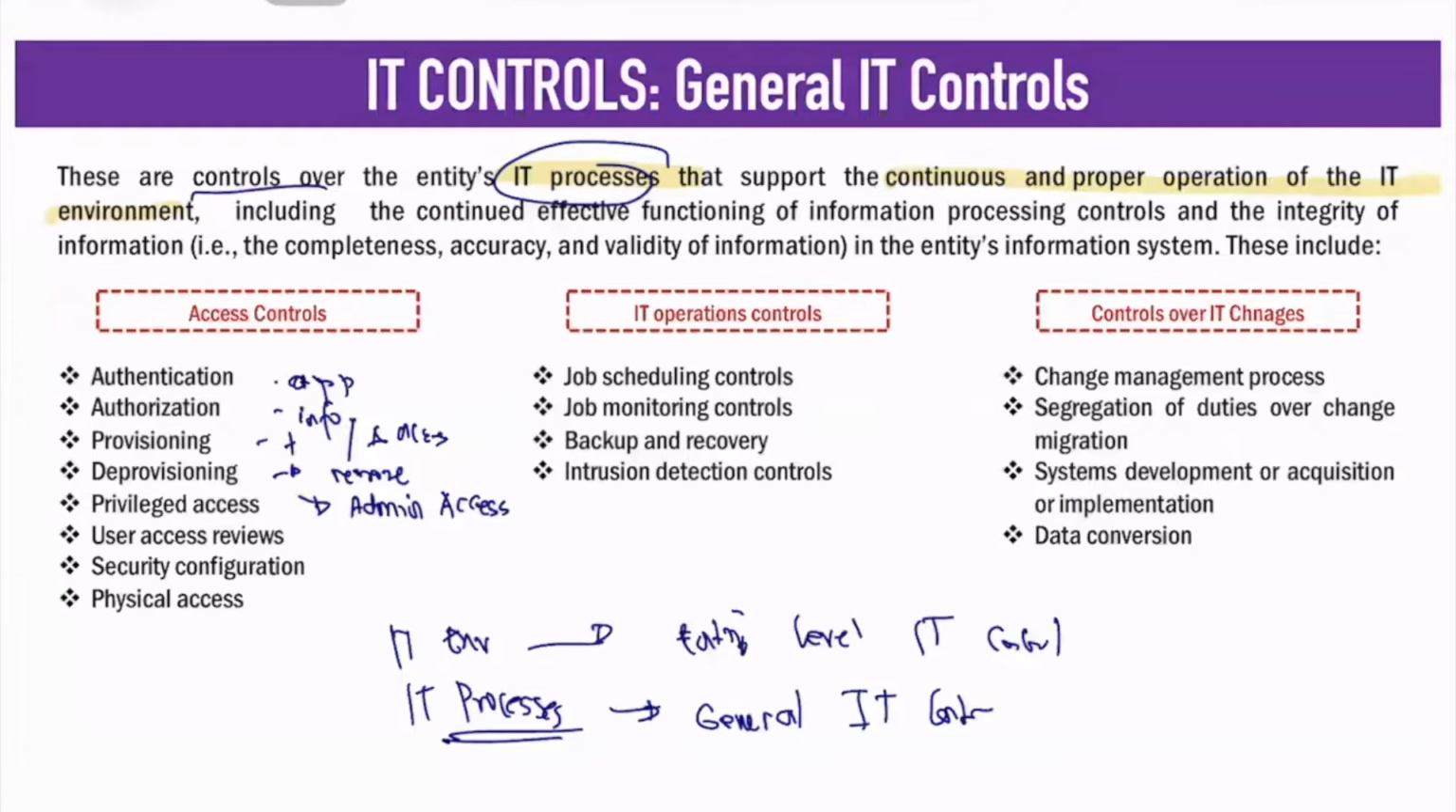We have your backup and recovery, of course, controls to ensure any backup of financial reporting data, anything that you need to back up or recover. Also, we have your intrusion detection control. This controls the vulnerabilities or intrusions over your IT environment. Next, we have control over IT changes. For control over IT changes, you have your change management process, segregation of duties over change migration, systems development or acquisition or implementation, and data conversion.